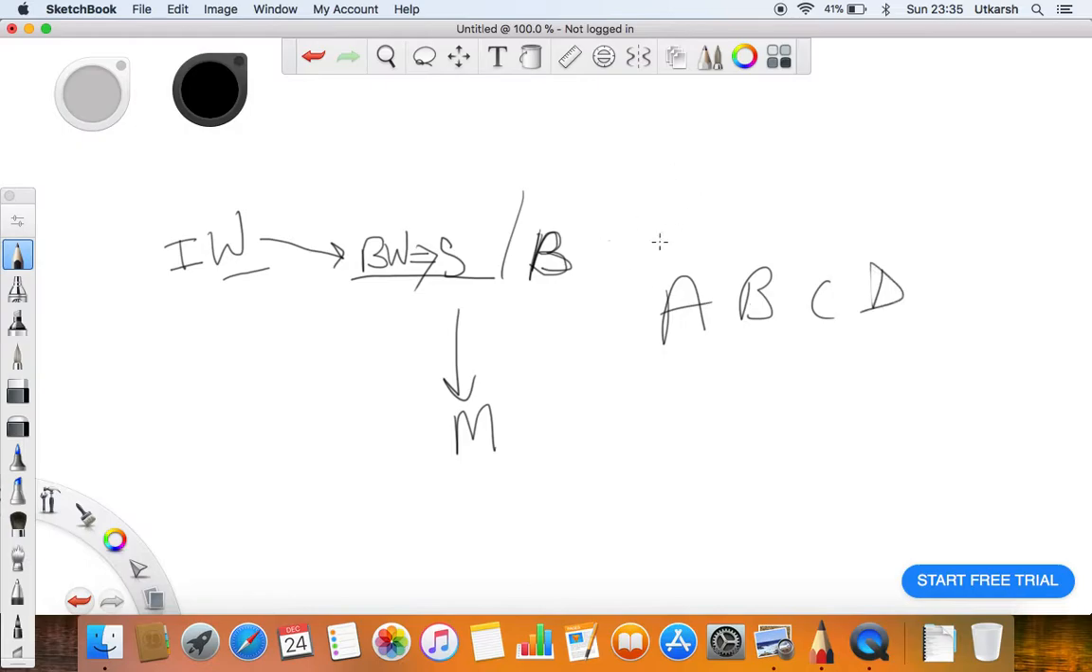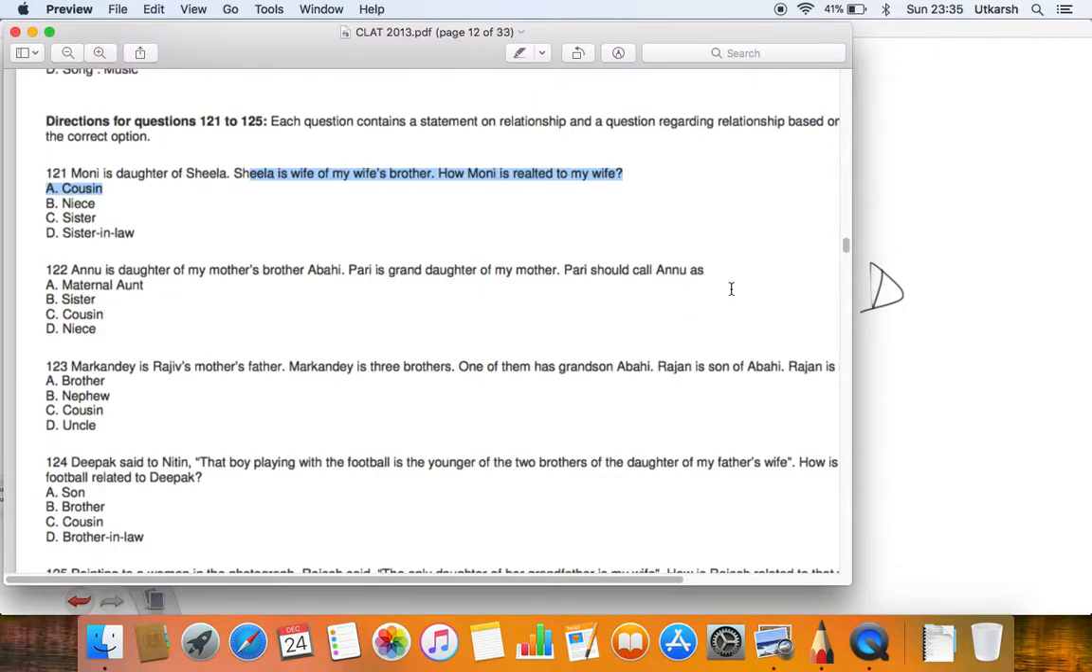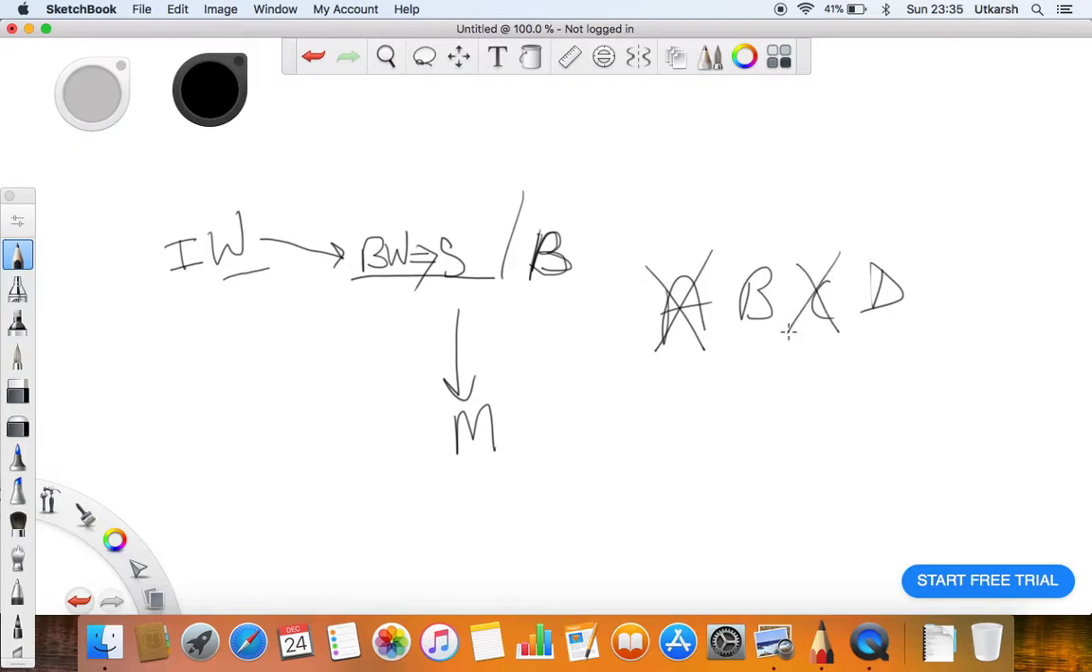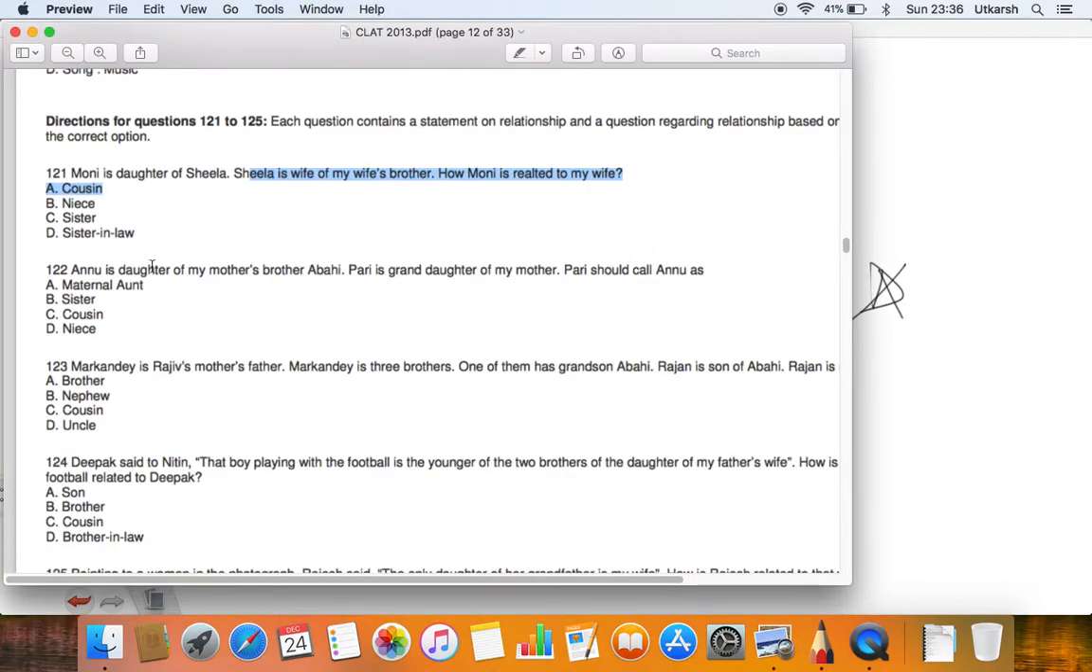I just have difficulty with relationships, so I eliminate them. Cannot be a cousin. How is Moni related? Must be niece. Cannot be a sister. What is sister-in-law? Yeah, so sister-in-law will be Sheila, and her daughter will be a niece, right? So B is the correct answer. And this is relatively easy.